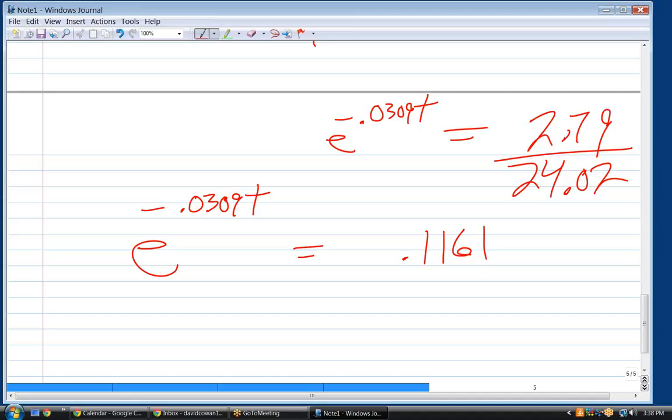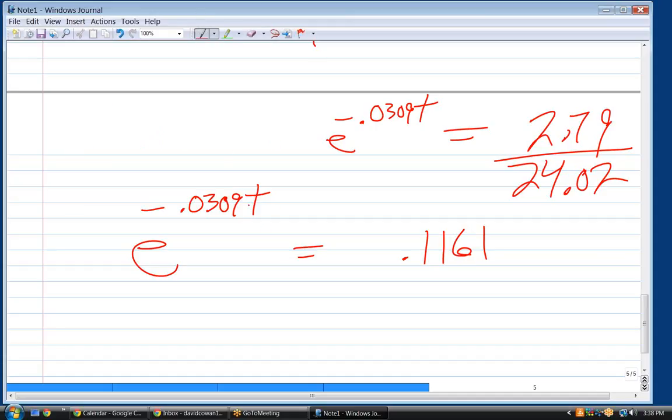Wait, what is e? e is just a number. It's 2.71 and change. It's like pi. It goes on forever. Okay, but here, let me go through this solution for you.